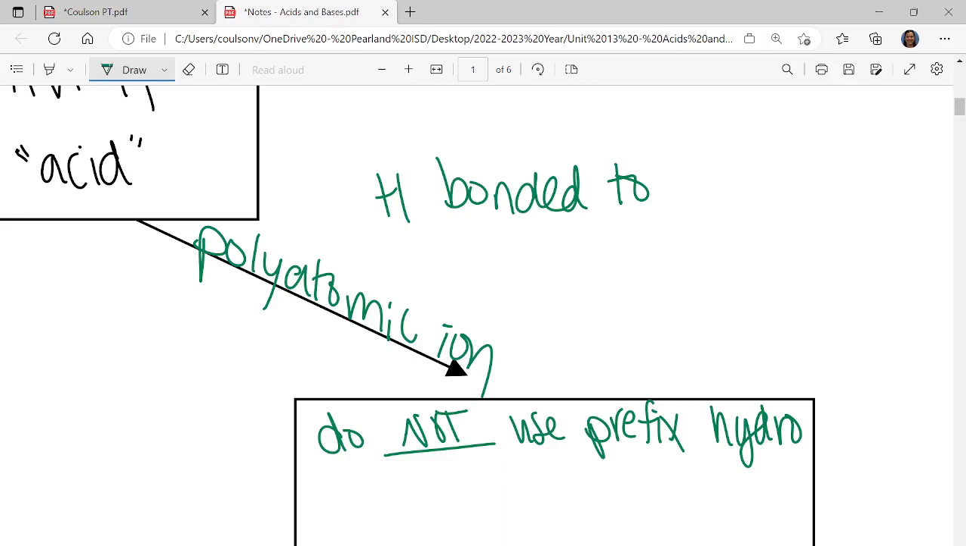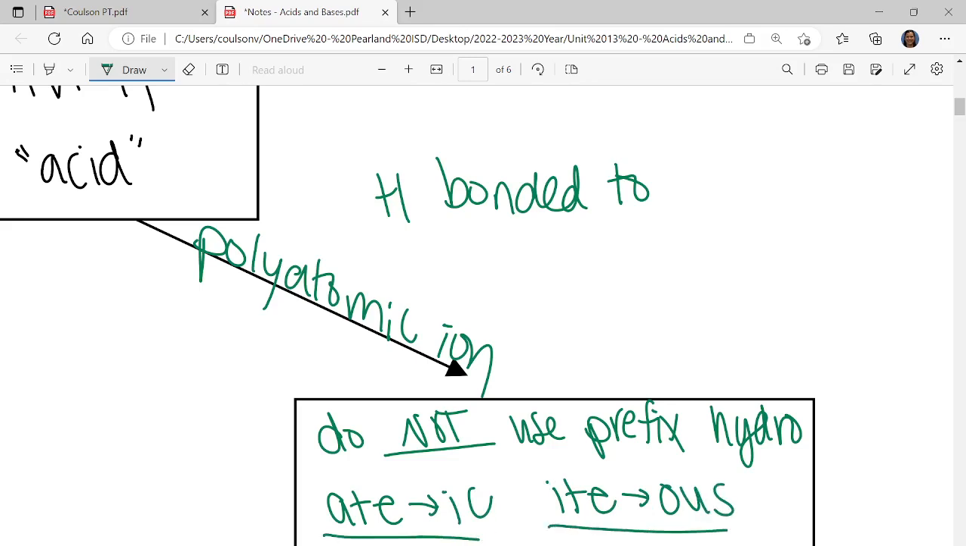So for polyatomic ions, this is where we had the thing that sounded like a disease. Remember, we called it adic-itis. It's when the polyatomic ends in the letters ATE, you are going to change it to IC. And if your polyatomic ends in ITE, you're going to change the ending to OUS. So change the ending of your polyatomic ion based on whatever it is. And then add acid to the end.